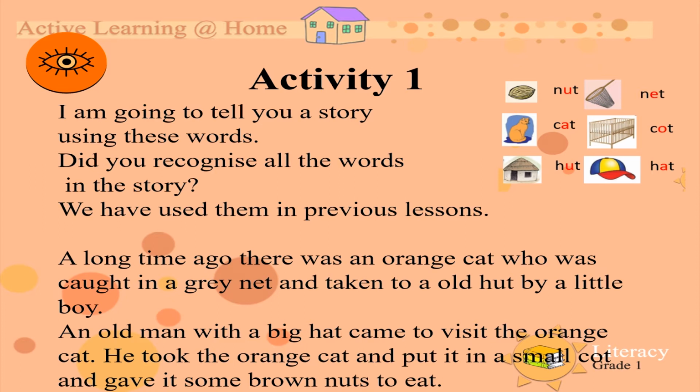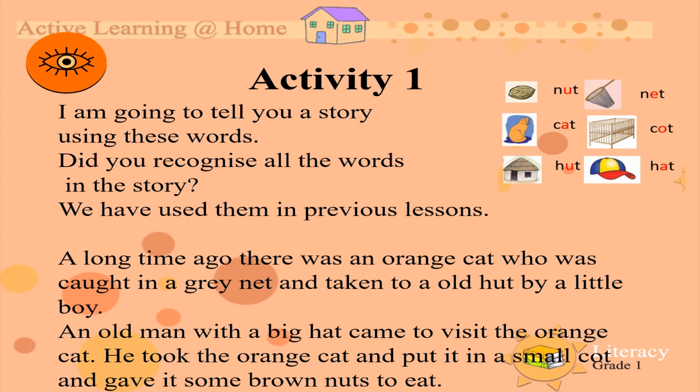A long time ago, there was an orange cat who was caught in a grey net and taken to an old house by a little boy. An old man with a big hat came to visit the orange cat. He took the orange cat and put it in a small cot and gave it some brown nuts to eat.